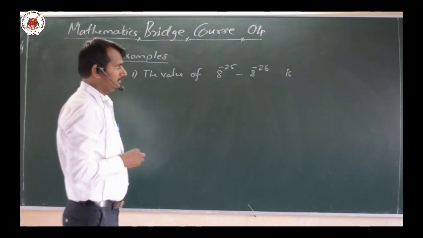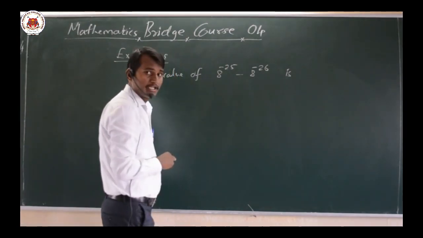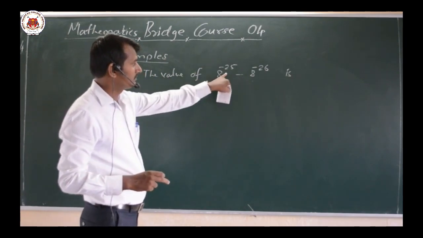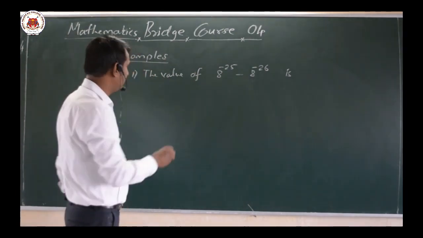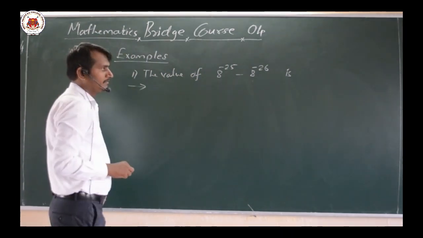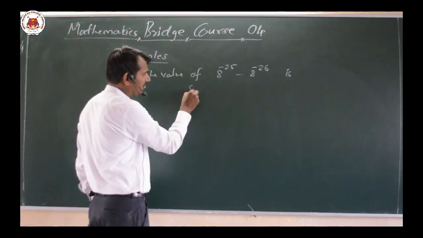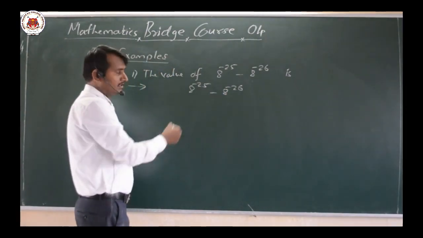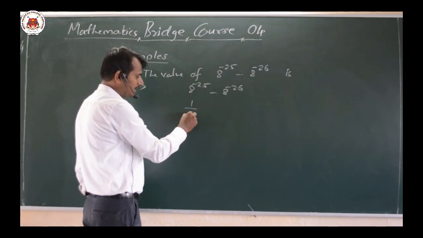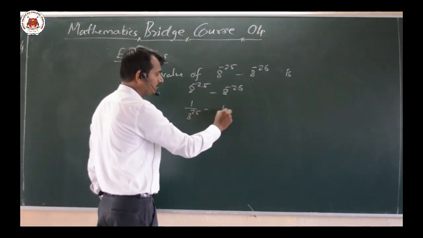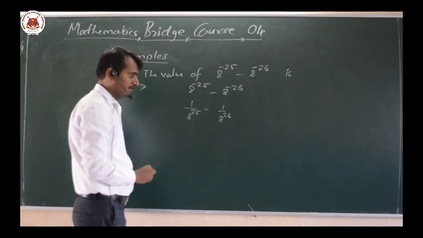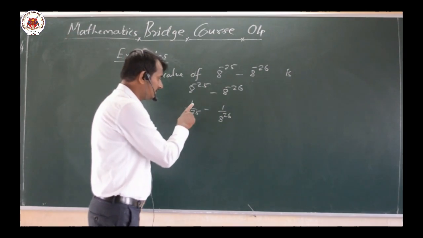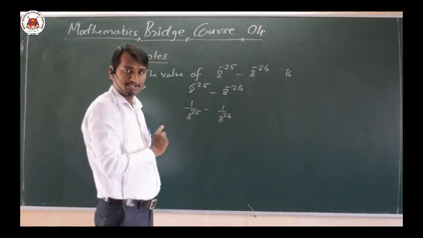Now what we are having is 8 to the power of minus 25 minus 8 to the power of minus 26. Okay friends, what is the value here? I will write it in terms of 8 to the power of 25 minus 1 divided by 8 to the power of 26. Now how do we require to solve it? Of course we have to take the LCM here. Since both are fractions, subtraction of two fractions, we have to take the LCM.